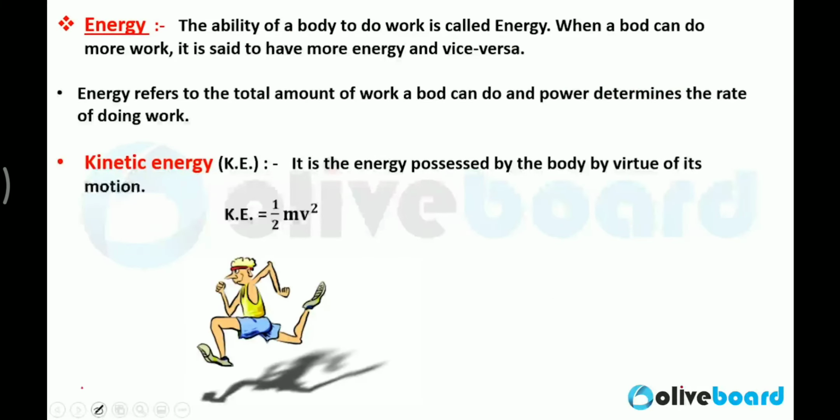Now come to energy. As I said, energy is what? The ability of a body to do work is called energy. The ability of a body means, in simple words, I can say up to what time you can do some work.